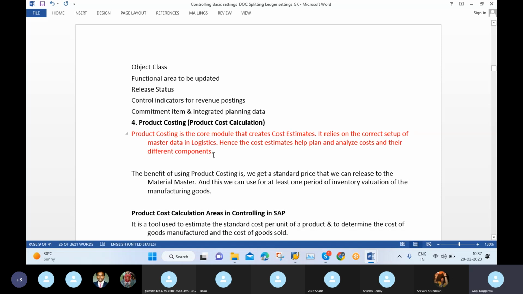What do you mean by product costing? Already we told so many times. Product costing is the core module that creates cost estimates, and it relies on the correct setup of master data in logistics. Since the cost estimates help plan and analyze cost and their different components. Product costing is nothing but the cost sheet. How we will calculate the cost of production.